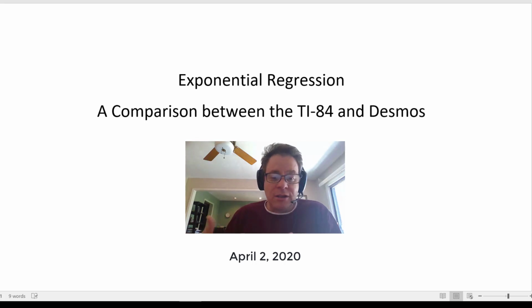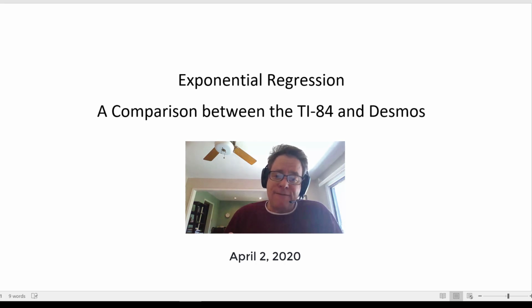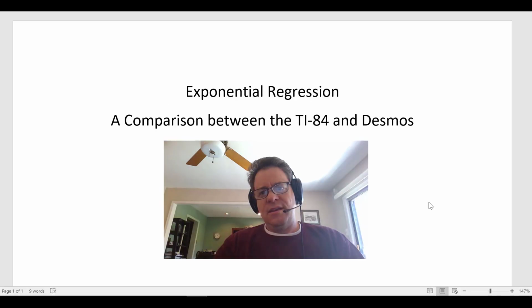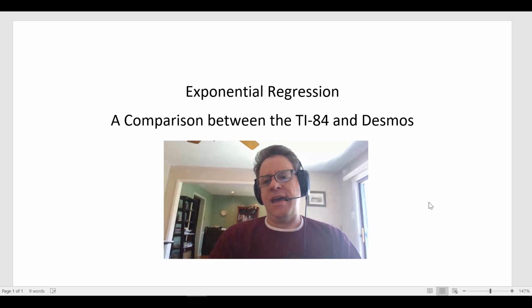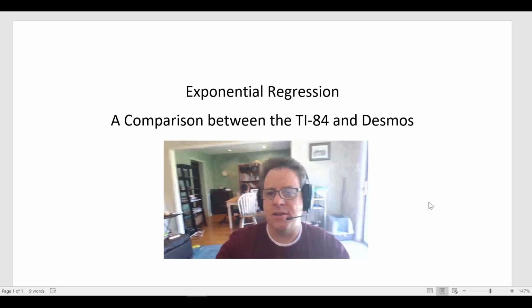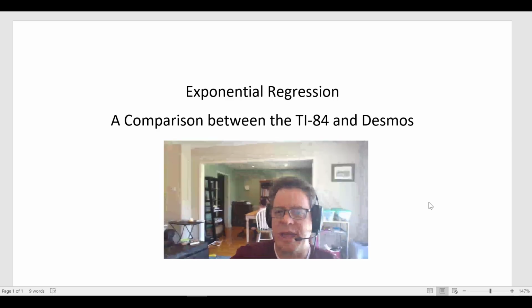And so we can learn a little bit about log functions and how regressions are done both on the 84 and on Desmos, and compare them, and learn about the properties of log functions in the process. I'm recording this on April 2nd, 2020 at home, and there's my daughter in the background doing her schoolwork at home also.